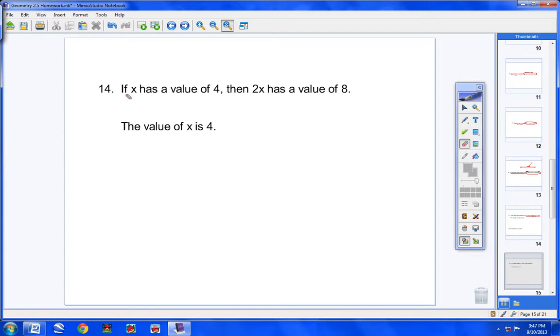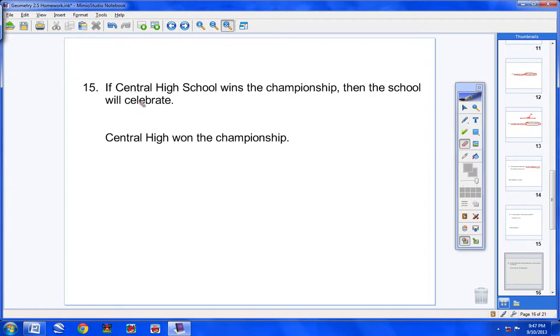All right, number 14. If x has a value of 4, then 2x has a value of 8. And then look what I know. The value of x is 4. So if I know the value of x is 4, then what can I conclude? You can conclude that 2x has a value of 8. All right, let's continue on to number 15.